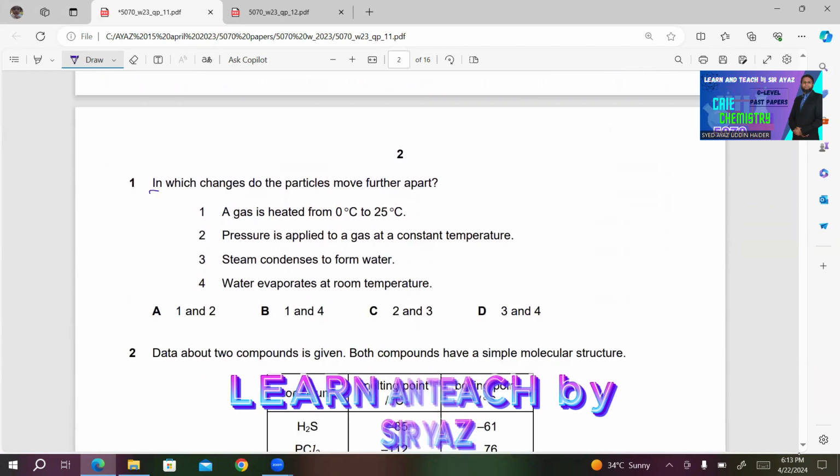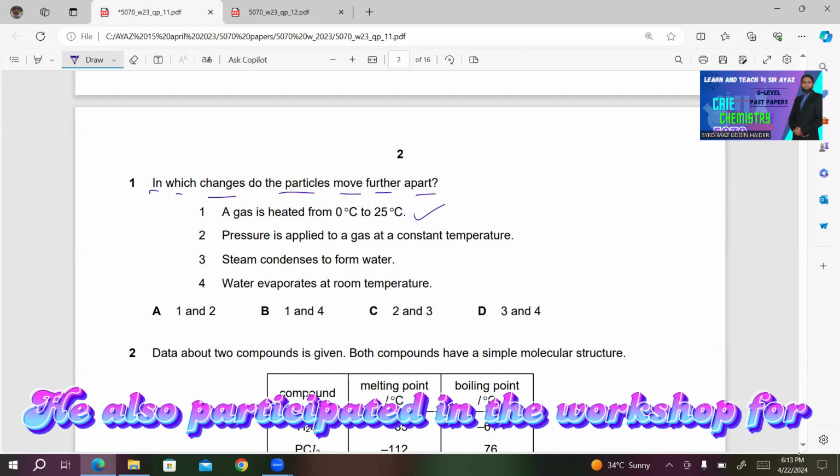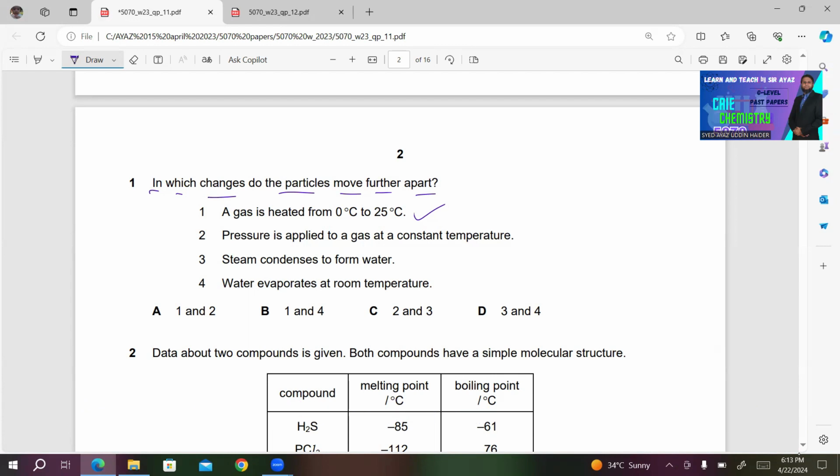Number 1. In which changes do the particles move further apart? 1. A gas is heated from 0 degree centigrade to 25 degree centigrade. This must be correct because when you heat the gas, the particles will move further away. So this statement is correct. Number 2, pressure is applied to a gas at constant temperature. When you apply a pressure to gas at constant temperature, they will come closer to each other. So this can't be the correct statement.